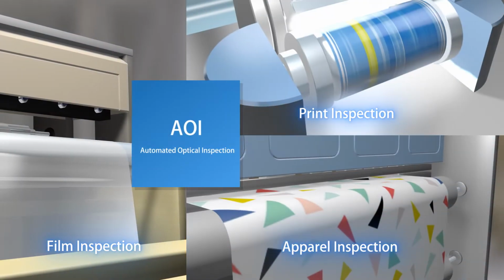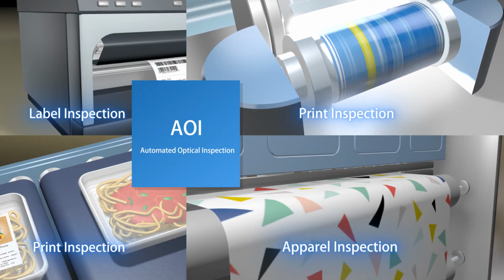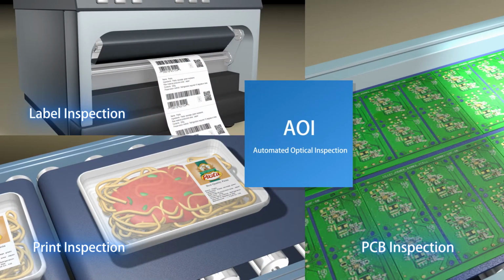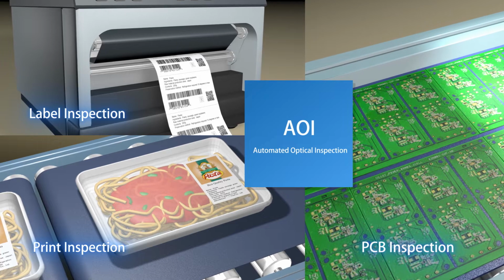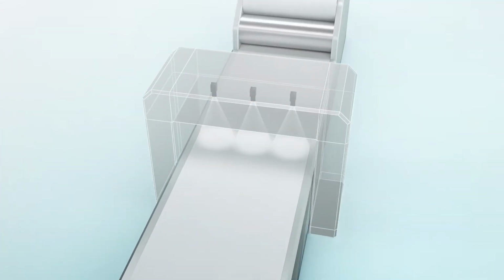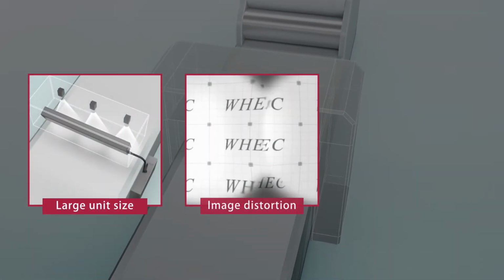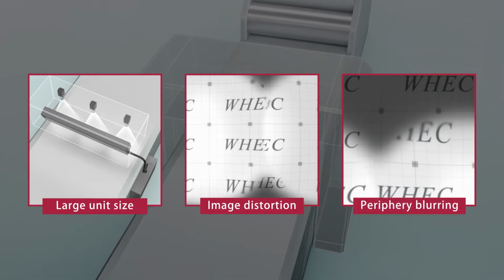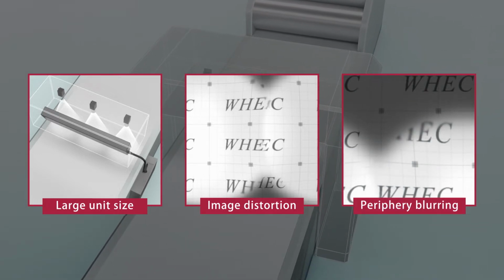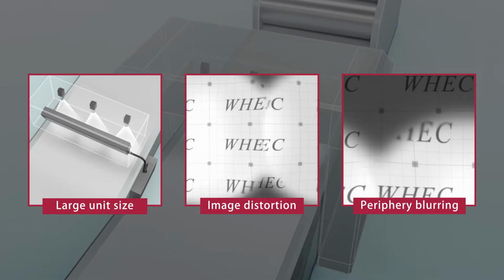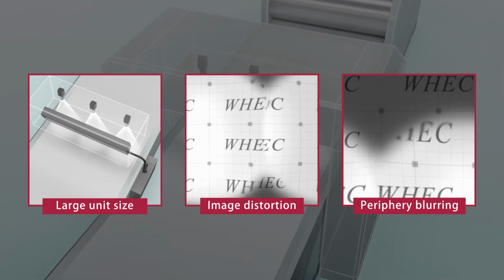Nowadays, area cameras and line cameras are increasingly being used to detect defects in a variety of AOI inspection applications. However, using cameras to perform inspections means dealing with problems specific to cameras: large unit size, image distortion, periphery blurring, and the like.